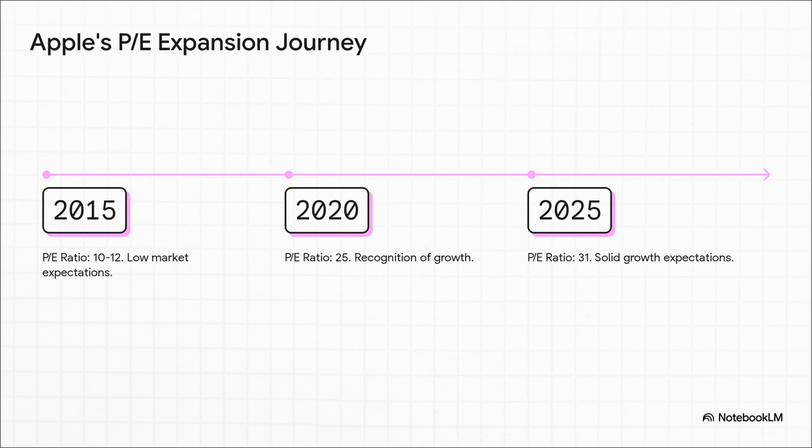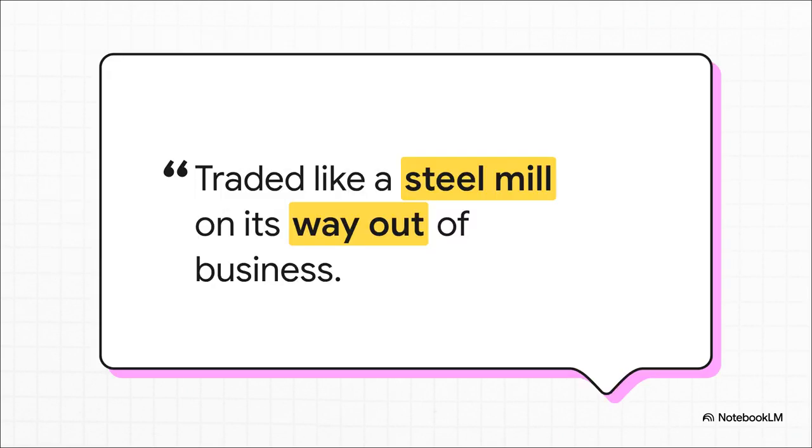And Apple's own story is the perfect example here. If you go back to 2015, the market would only pay about 15 times what Apple was earning. By 2020, that number had jumped all the way to 25. And today, it's sitting at 31. That journey, that is PE expansion in action. To give you a sense of how people felt back then, one famous investor said that Apple in 2015 traded like a steel mill on its way out of business. Ouch. The market just saw it as this boring, low-growth hardware company. And that low expectation was baked right into that low PE ratio.